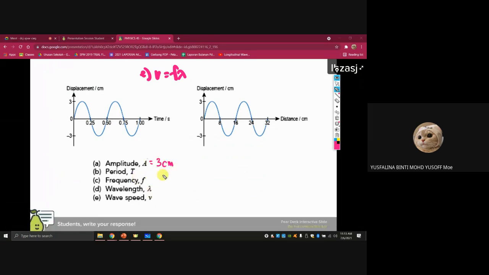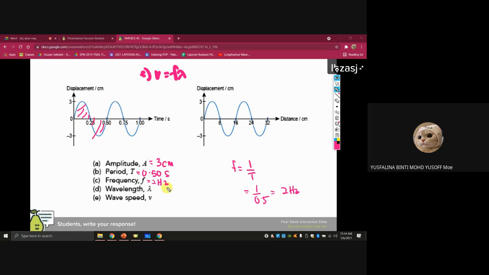Then the period. For the period, you should take displacement against time. Don't take displacement against distance, so you must use this graph. For the period, take two semicircles, that is 0.5 second. And then the frequency, you already know the formula: f equals 1 over T. The period is 0.5, so 1 divided by 0.5 is 2 hertz. So the frequency is 2 hertz.